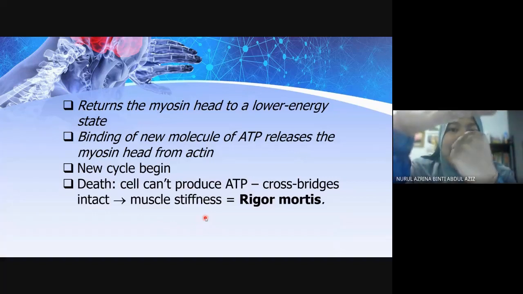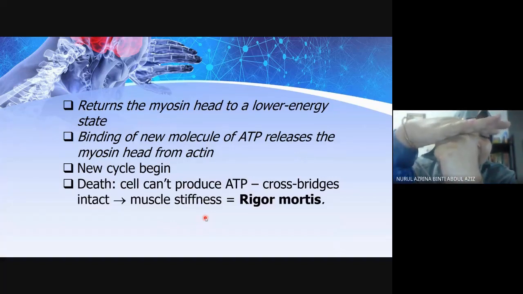Cross bridge means the myosin head is still attached to the actin protein. So it will stay like this. What happens? It will cause muscle stiffness. The muscle will become rigid, or stiff, or hard, right?